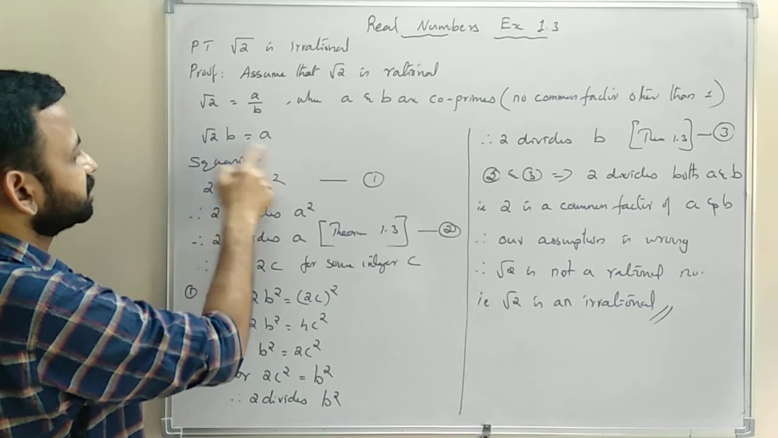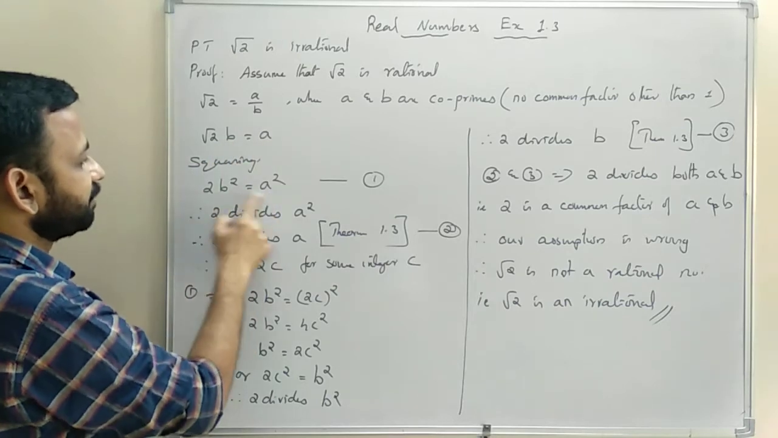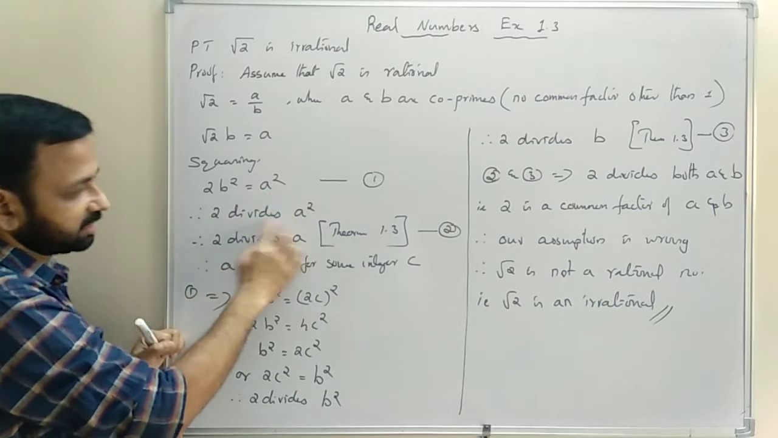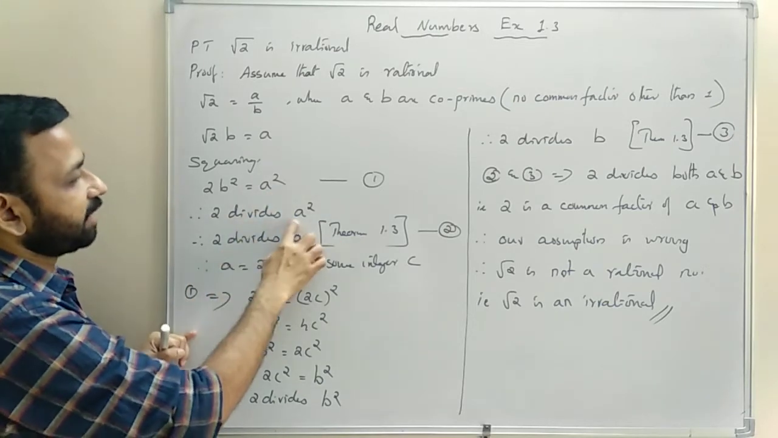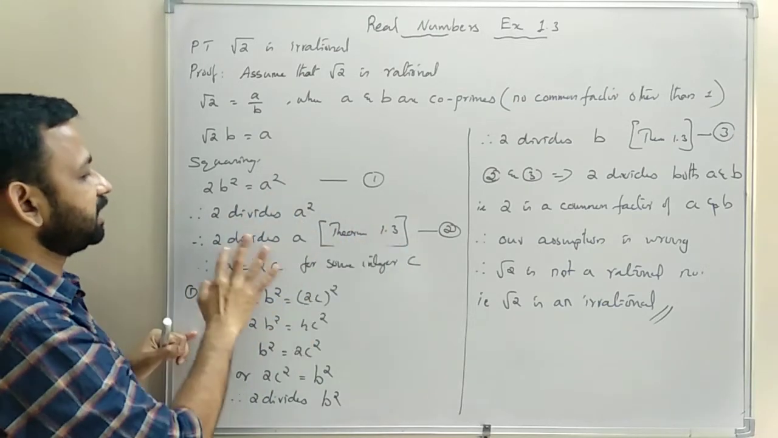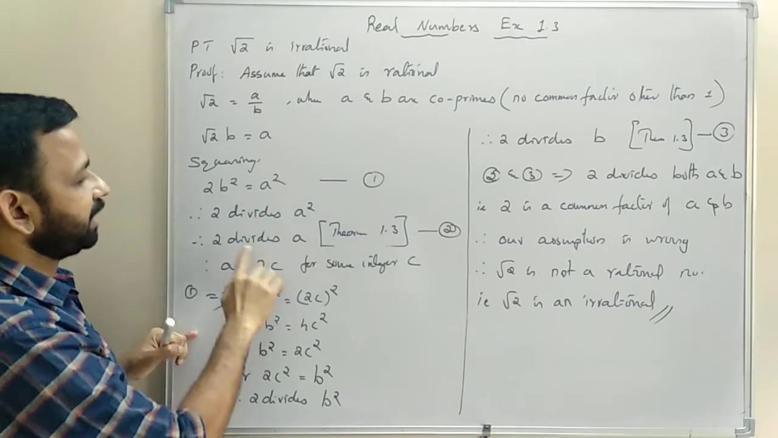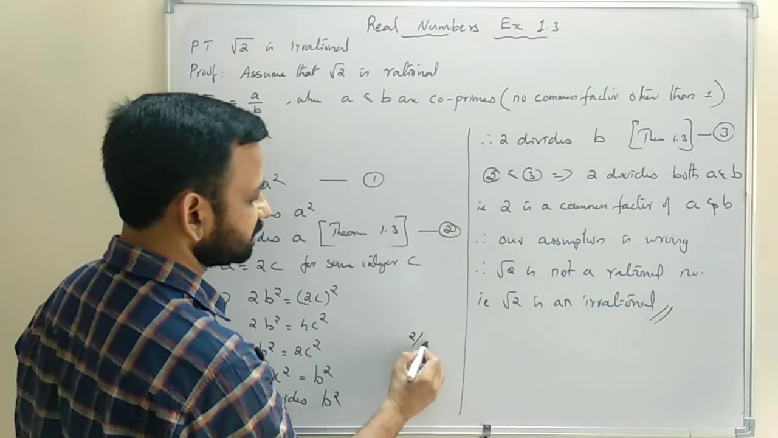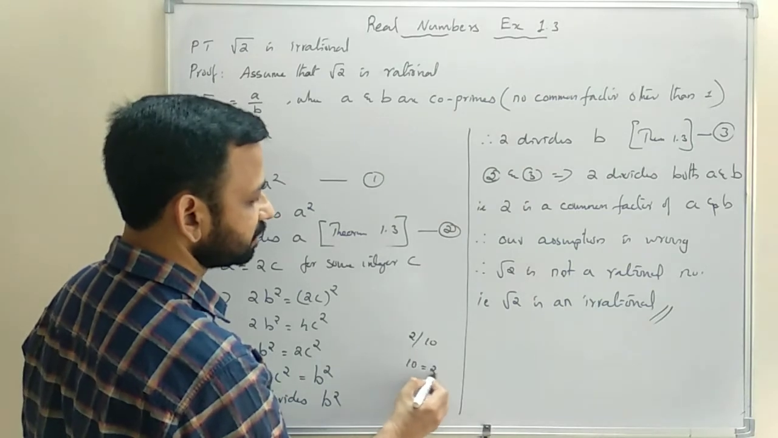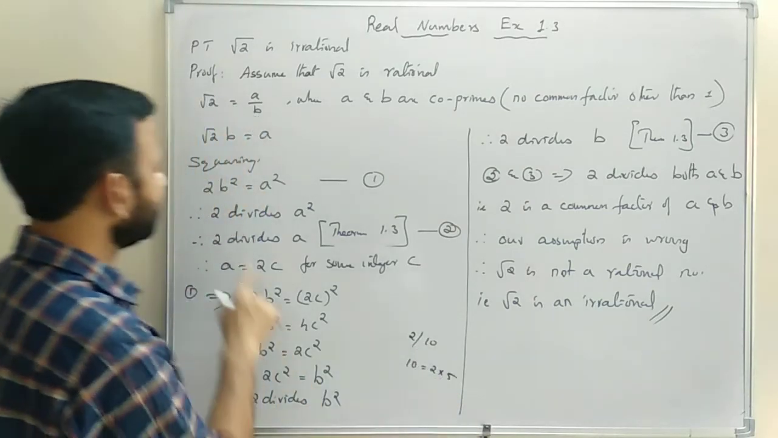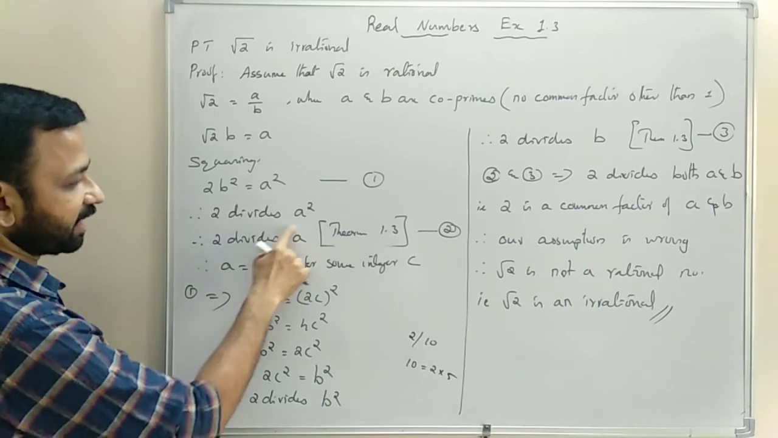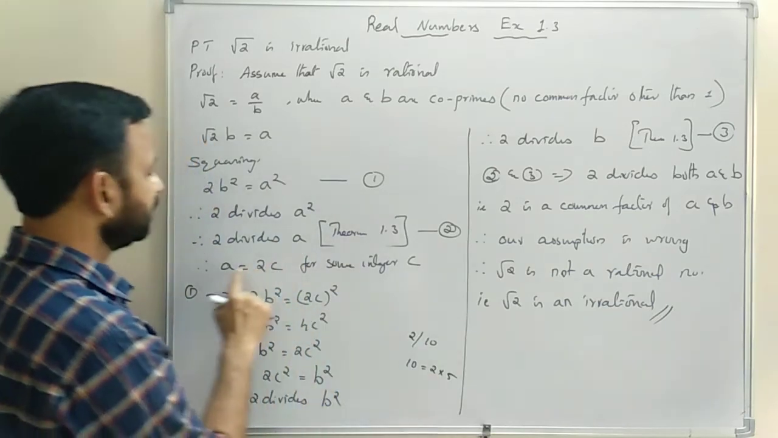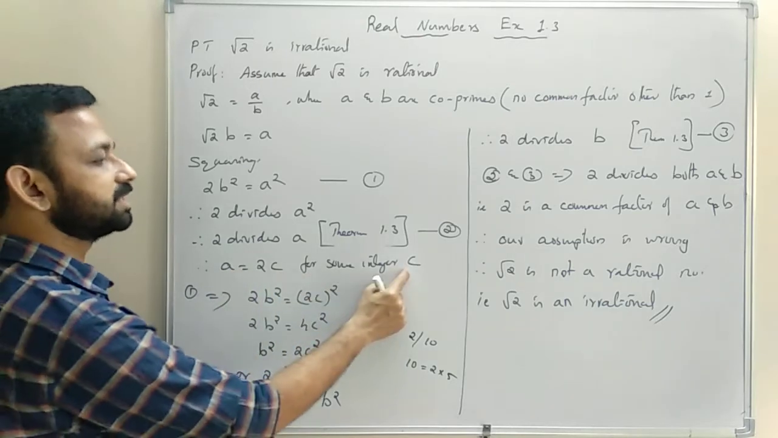Squaring, 2b square equals a square. So 2 divides a square. If 2 divides a square, by theorem 1.3, 2 divides a. If 2 divides a, for example if 2 divides 10, then we can write 10 is equal to 2 into 5. Similarly, if 2 divides a, then a is equal to 2 into a number, say c.